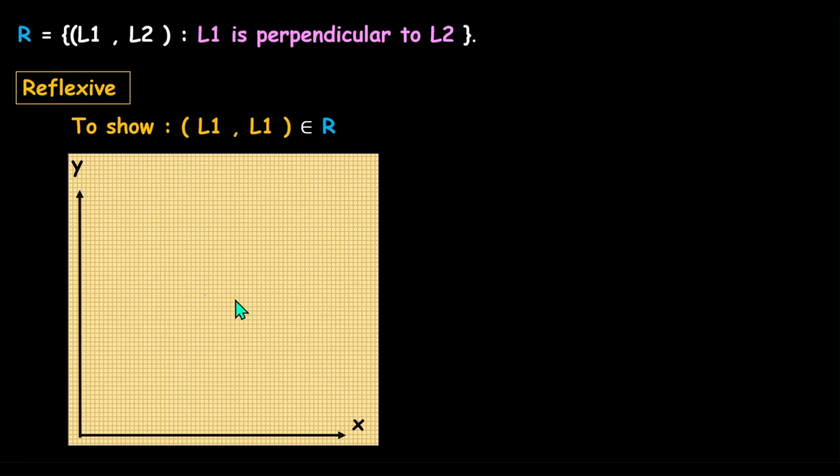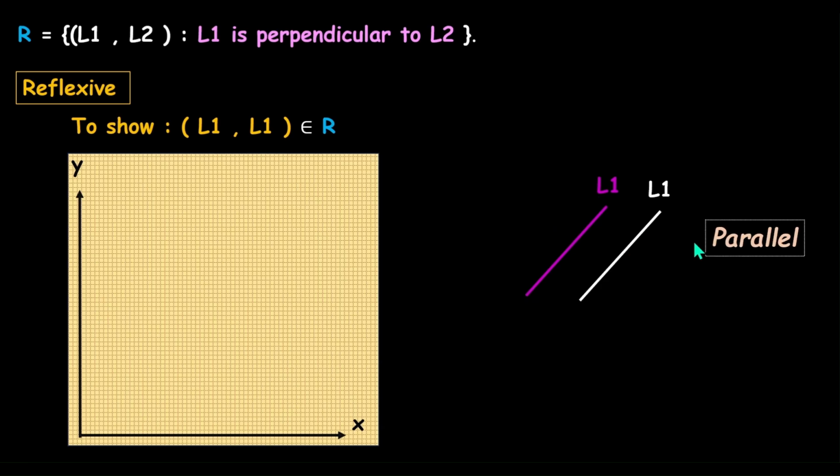So let's take any line here. This is the line. Let's call it L1. And let's see if it's perpendicular to itself or not. So we have this line, and this line with itself, let's take L1 again. So this is the line itself. Clearly, it won't be perpendicular to itself. Rather, this line would be parallel to itself, right?